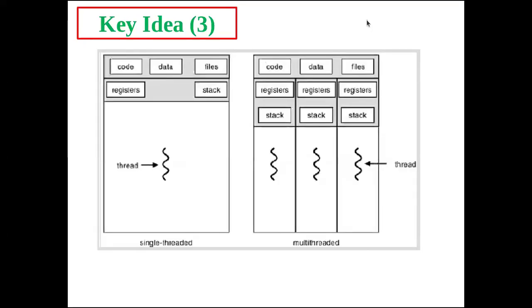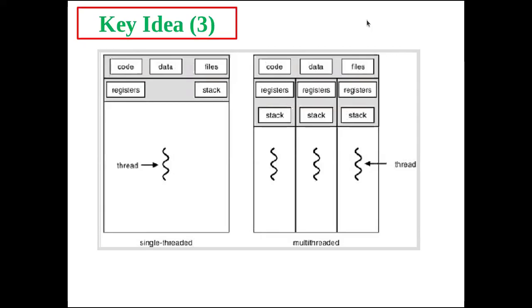Now let us move to this next important idea. So far, we understood that a process and execution state can be separated. Now this diagram will help us to clearly understand the difference between single-threaded and multi-threaded execution. Left side is a single-threaded one and right side is multi-threaded one. Both diagrams show code, data, files, registers, stack, and threads.